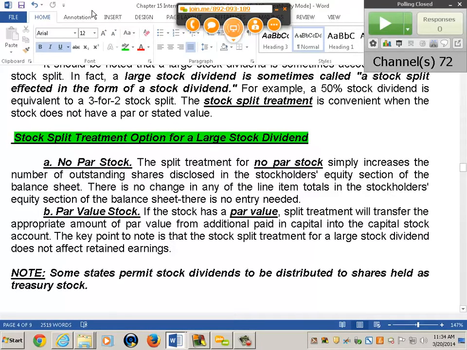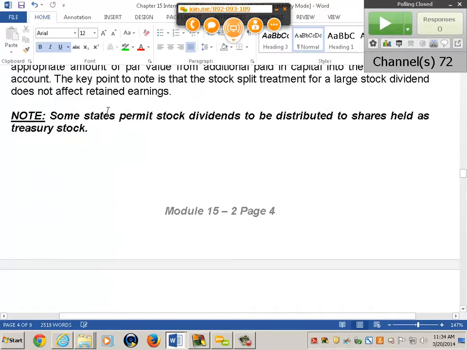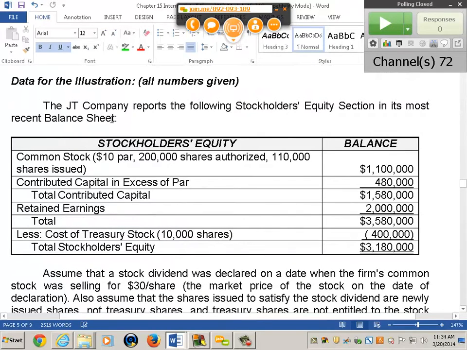All right, let's take a look at, I guess it's page 5. I just want to be sure because sometimes pages are different. Now I want to go through this illustration, and I'll leave it up on the document camera as well. Here's a situation where we have a company that gives, all these numbers are given. So you've got $10 par value, 200,000 shares authorized, 110 issued.